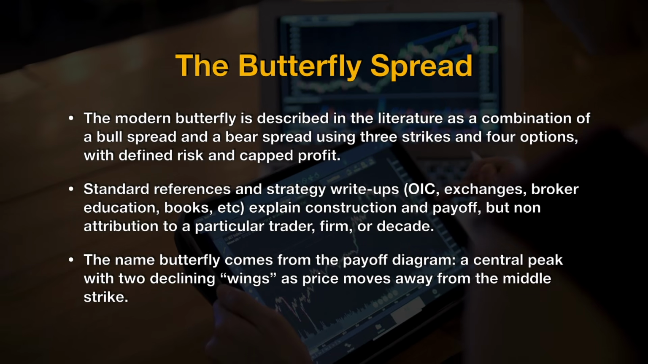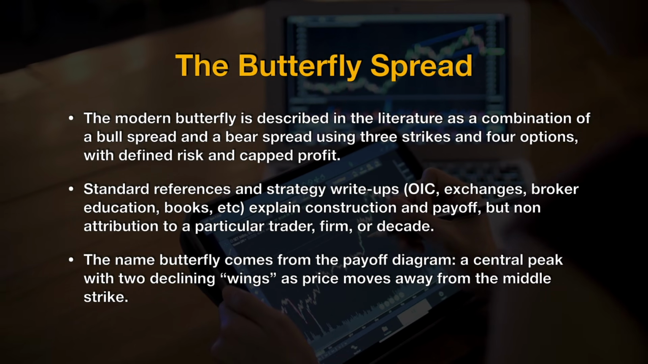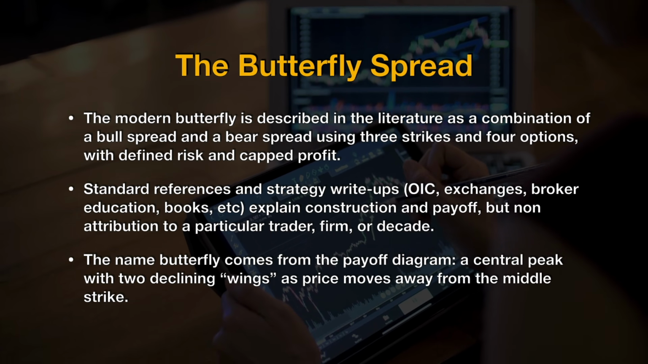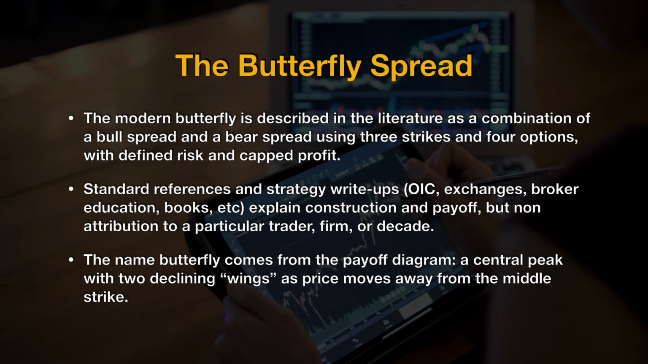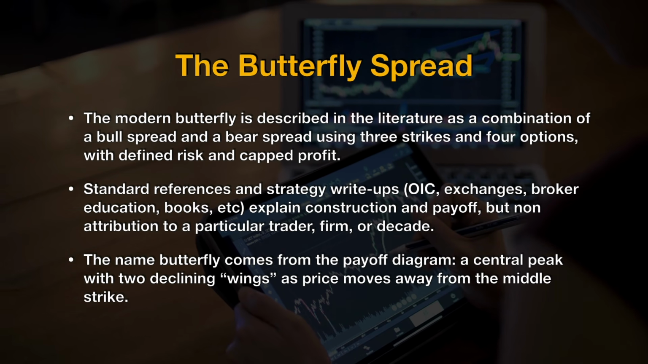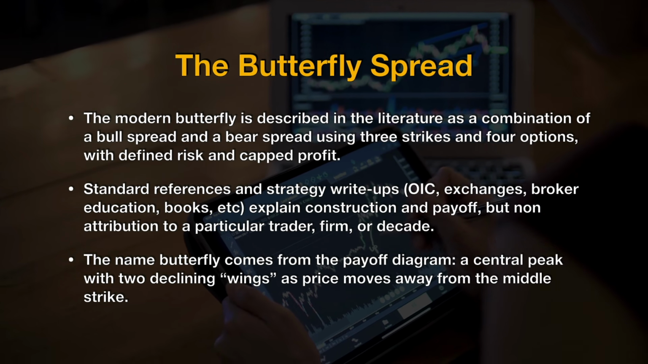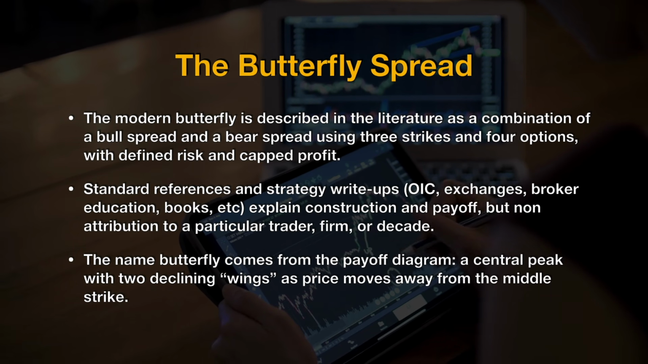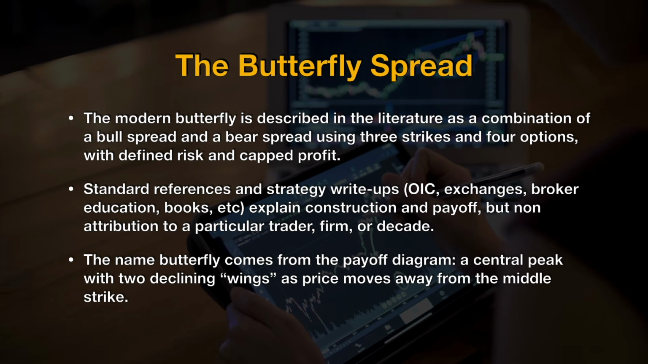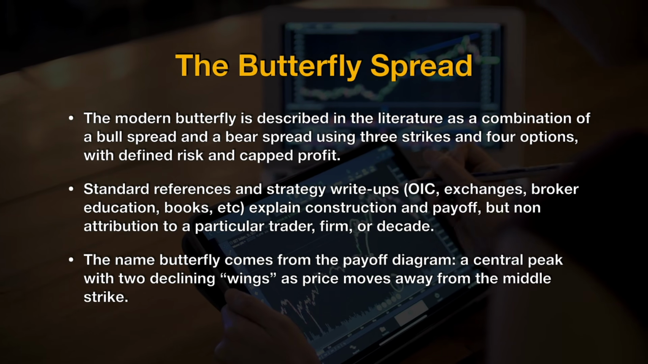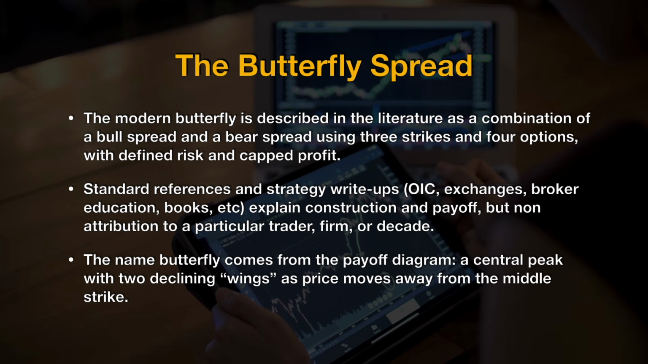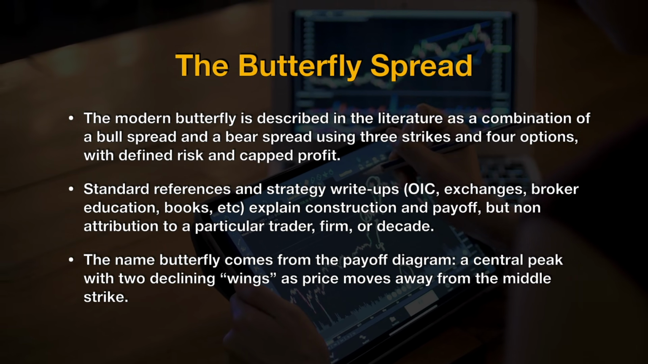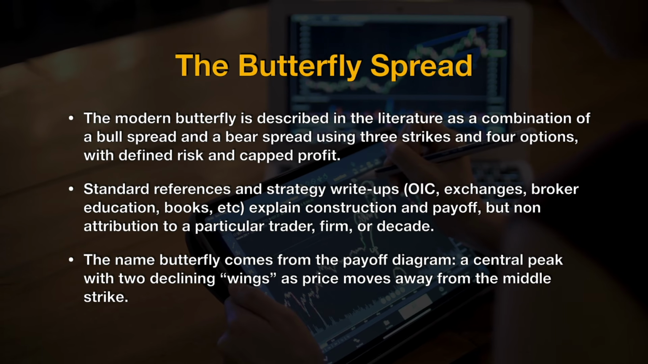The modern butterfly spread is described in the literature as a combination of a bull spread and a bear spread using 3 strikes and 4 options with defined risk and capped profit. Standard references and strategy write-ups explain construction and payoff, but there is not any attribution to a particular trader, firm, or decade. So the butterfly spread is a structure that has been around for a very long time. And the name butterfly comes from the payoff diagram, where we have a central peak with 2 declining wings as price moves away from the middle strike.